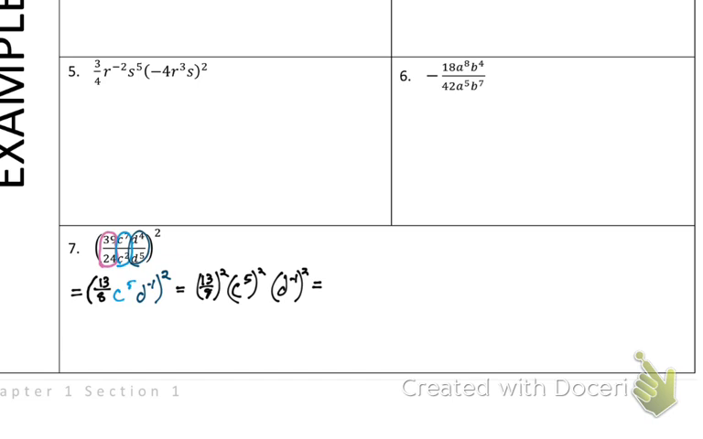13 squared, that's 169, right? Yes. Okay, so we have 169 over 64. C to the 5th squared, is that c to the 7th because you add them? It should be 10, we should multiply them. That should be 5 times 2. So a power to a power is multiplication, so we'll have c to the 10th.